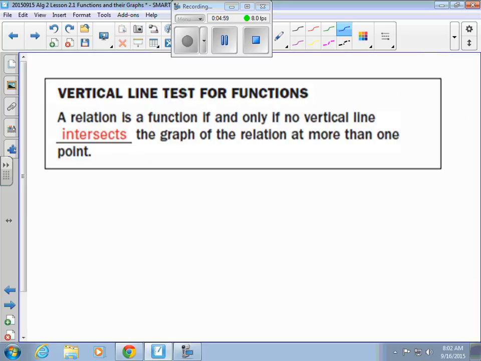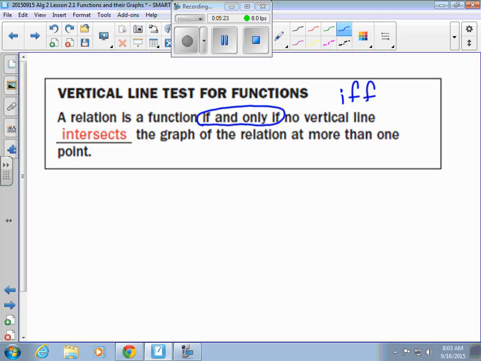Okay, vertical line test. I mentioned it to you, showed it to you a little while ago. The graph or the relation is a function if and only if. In geometry class, y'all saw this phrase, if and only if. You may have seen it abbreviated as IFF. Y'all remember that? So if you ever see that, don't freak out. If and only if, IFF.